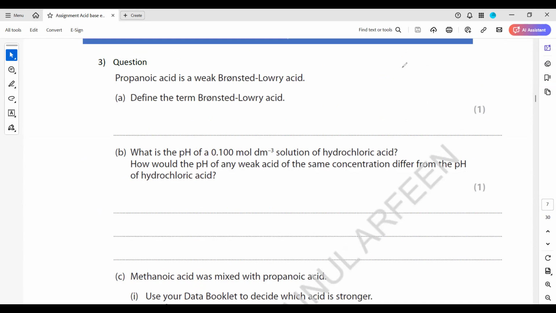Define the term Bronsted-Lowry acid. Like, what is the definition of acid? Acids are known as the proton donors. So any chemical which donates a proton, we call it an acid. Next is, what is the pH of 0.1 mole per dm cube solution of hydrochloric acid?